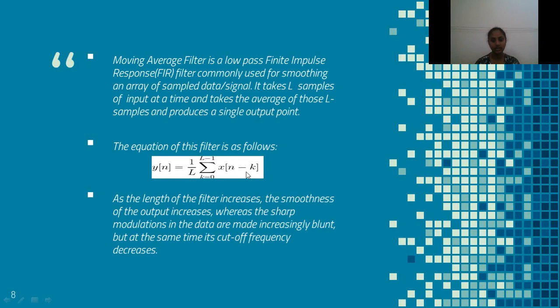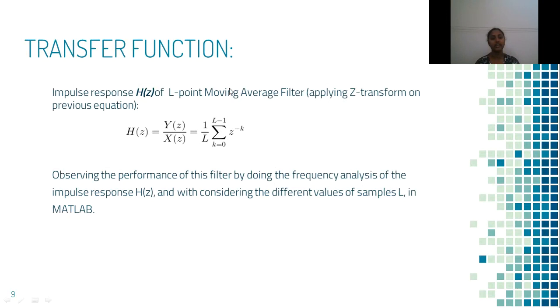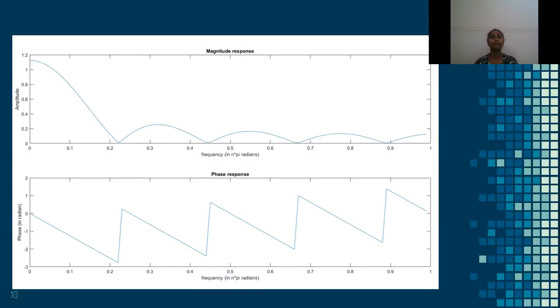The delayed version, here you have seen x of n minus k. If we take the z transform of this, we'll get X of z into z power minus k, which is what we have written here. Observing the performance of this filter by doing the frequency analysis of the impulse response H of z, and considering different values of samples, that is L in MATLAB, we will get this as the magnitude response and this as the phase response.